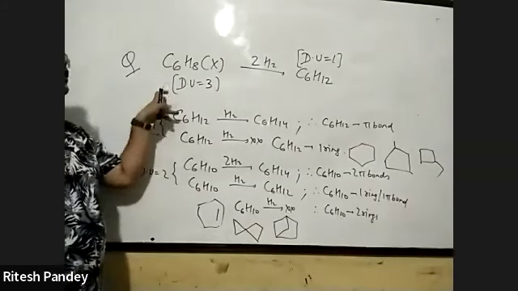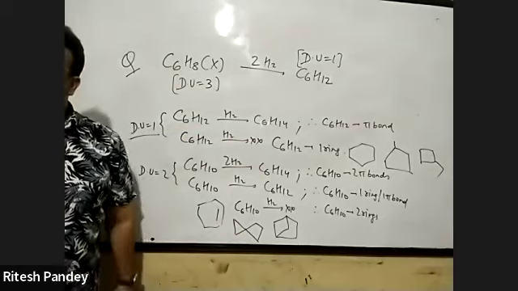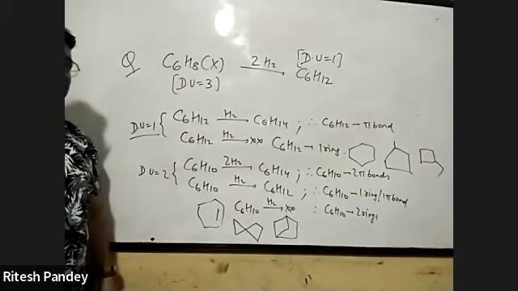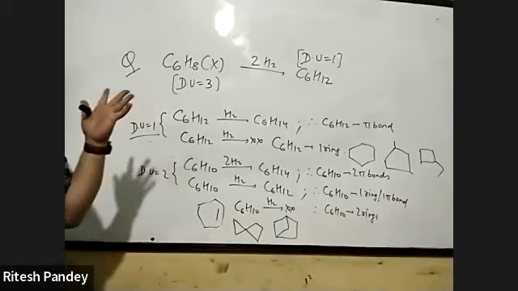डिग्री ऑफ अनसैचुरेशन 3 है, 2 मोल हाइड्रोजन ले रहा है. इसका मतलब 1 ring, 2 pi bond. Which means 1 ring, 2 pi bonds.